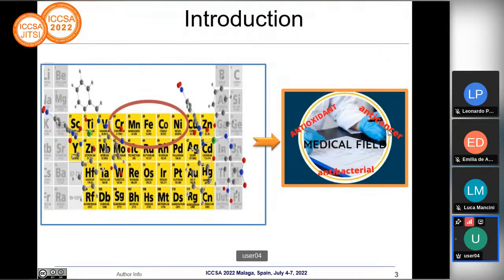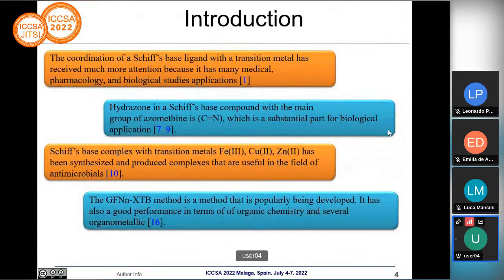So this is my introduction. These are the transition metals in this research: chromium, manganese, iron, cobalt, and nickel. If they coordinate with Schiff base ligands, they have potential in medical fields like antibacterial, anticancer, and antioxidant. The coordination of Schiff base ligands with transition metals can be promising, and this draws more attention from researchers to develop many biological and medical applications. This is one of the Schiff base compounds, especially with azomethine groups.